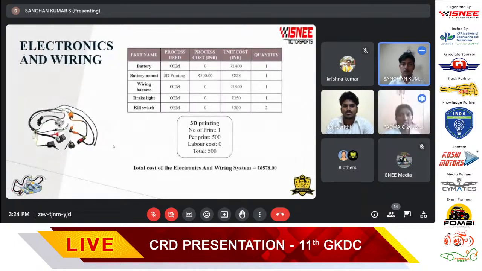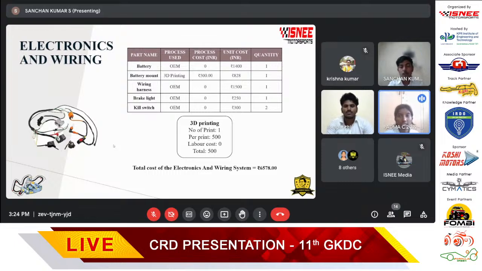Now, as for the electronics and wiring, we have included the main parts as battery, battery mount, wiring harness, brake light, and two kill switches. So, first of all, our battery has been bought for 1400 rupees. The battery mount was done by 3D printing, as our college has the MIG welding and 3D printing facility. The battery mount was solely processed by us after we got proper guided hands-on training during the fabrication process.